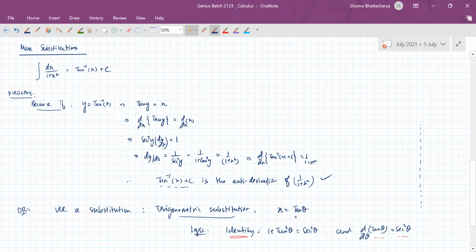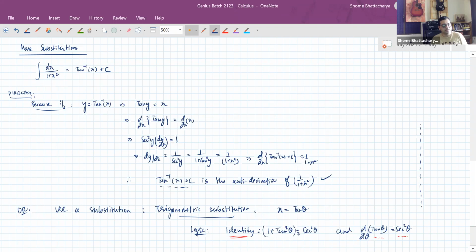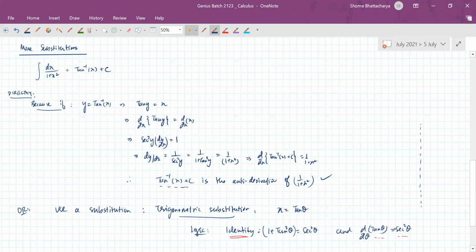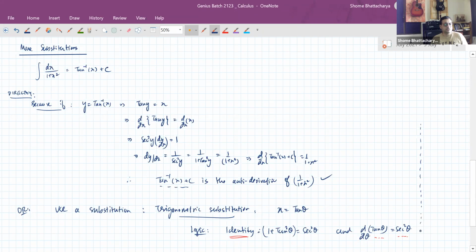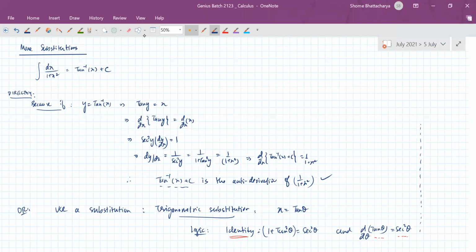Now in the trigonometric substitution, we will substitute x as tan theta. And the logic of doing that substitution is this: we know as an identity that 1 plus tan square theta is sec square theta, and we also know that the derivative of tan theta is sec square theta. So this statement below is the logic of making the above substitution. So just understand it up to this point, then we will incorporate the substitution and see how it works out to be the same integration as above, or gives us the antiderivative in the same way.